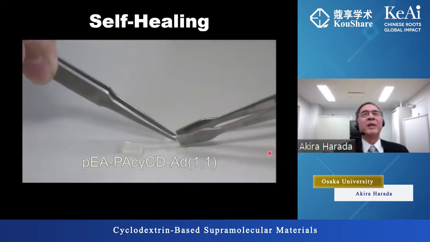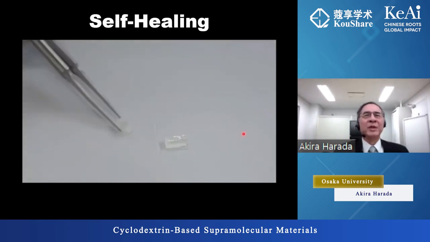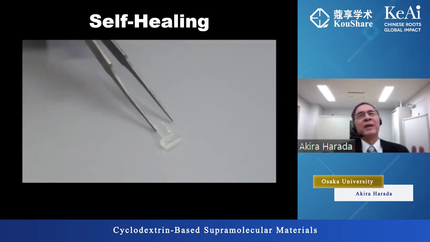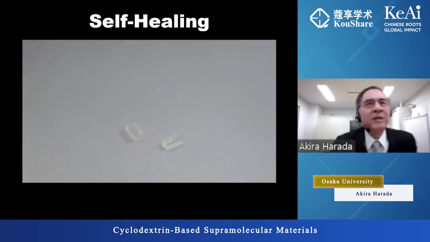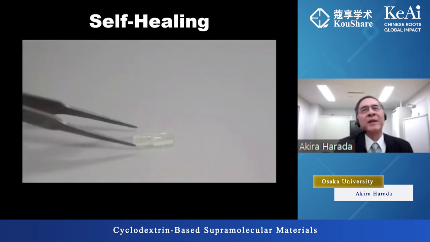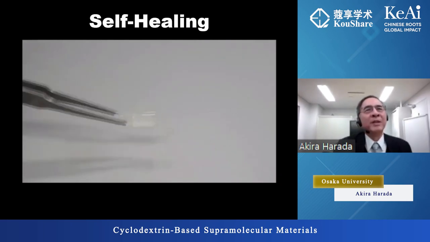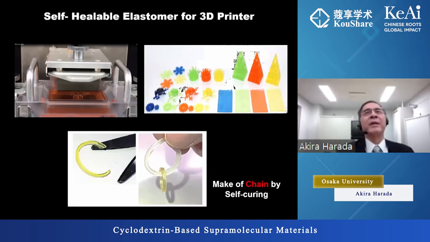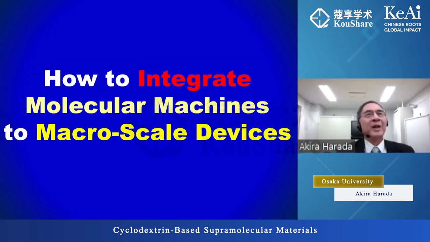Okay, this is a supramolecular material prepared using a mold. Since all host and guest groups are coupled, there are no free host and guest groups in the gel. So even if the polymer is cut in half, when both pieces are brought in contact at the cut ends, both pieces adhere to each other strongly to give a single piece. These supramolecular elastomers are also commercially available and are used in 3D printers as self-healable elastomers. You can make a change instantaneously. Okay, so I would like to spend the rest of the time to talk about molecular machines.